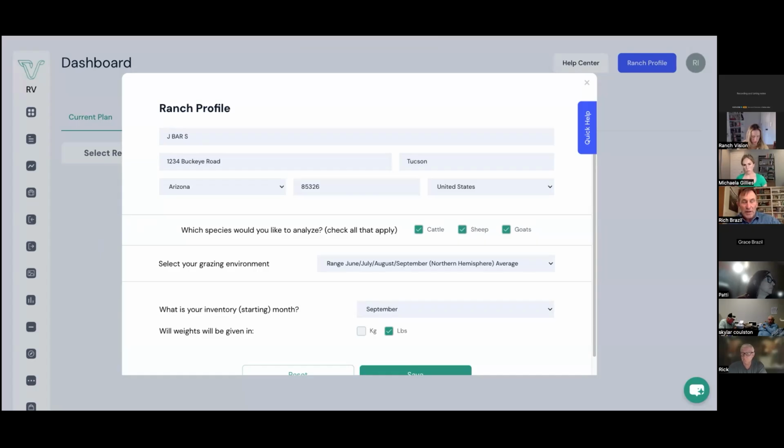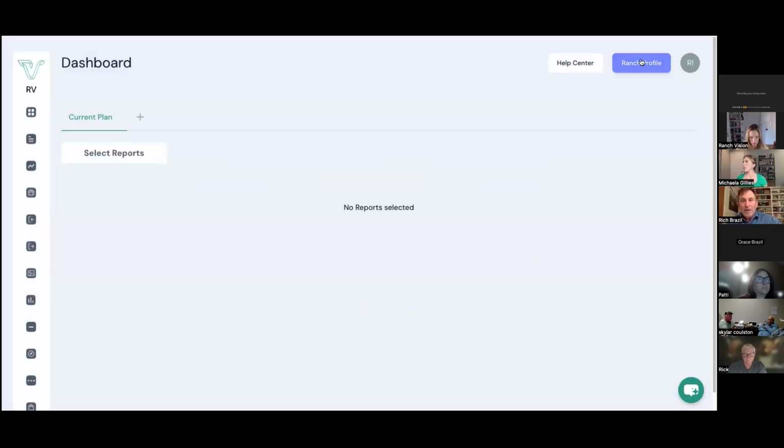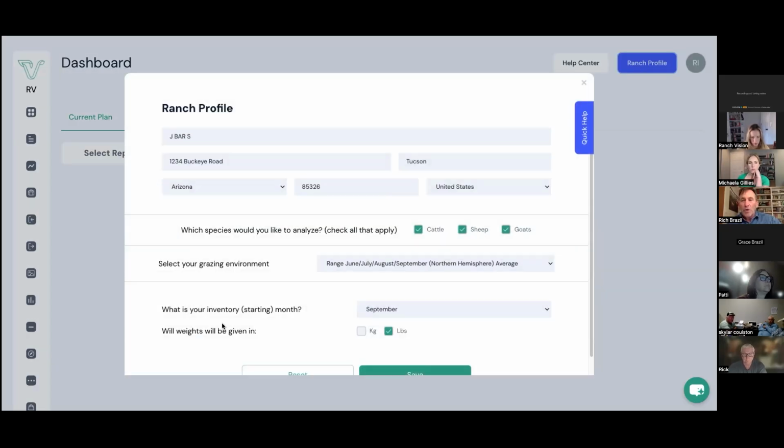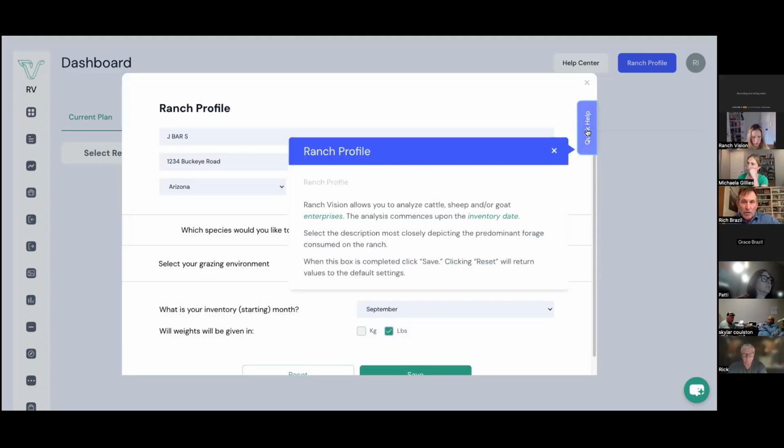The onboarding starts here with your ranch profile. It's in the upper right-hand corner. And notice also there's always a quick help here. The quick help should be able to answer most of your questions. Just click on that in the upper right-hand corner of the dialog box, and you can drill down, hopefully as much as necessary to answer your questions.